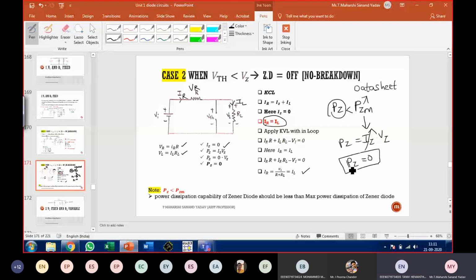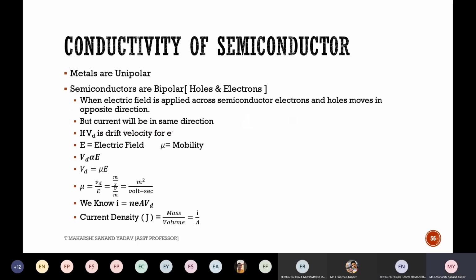This is case number 2. Is it okay when VI and RL are fixed? This is the easy case compared to the next 3 cases. Once again, try to observe this. When both VI and RL are fixed, this is the case.